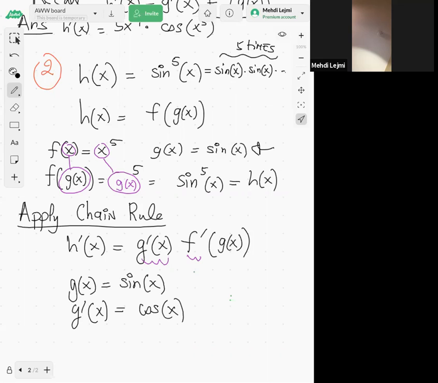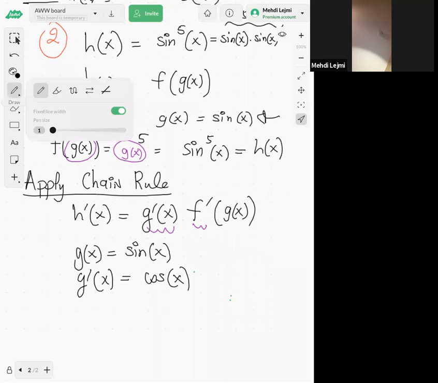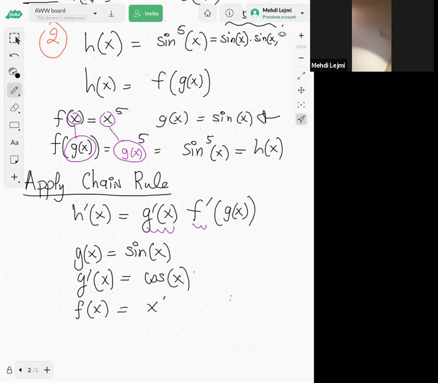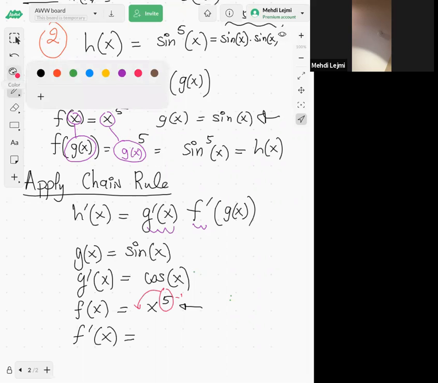Now, what about f prime? Well, f of x is x to the power 5. So then f prime, the derivative, this is just the power of x. Remember, for powers of x, you put this 5 in front of x and you subtract 1 from the power. So that's 5 times x to the power 4. That's my f prime of x.